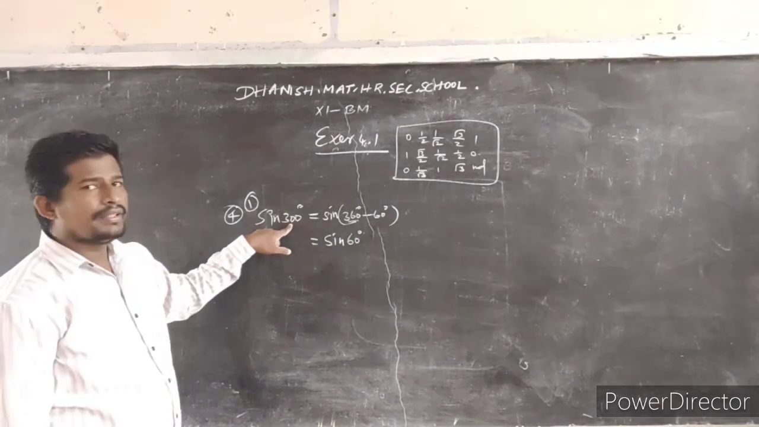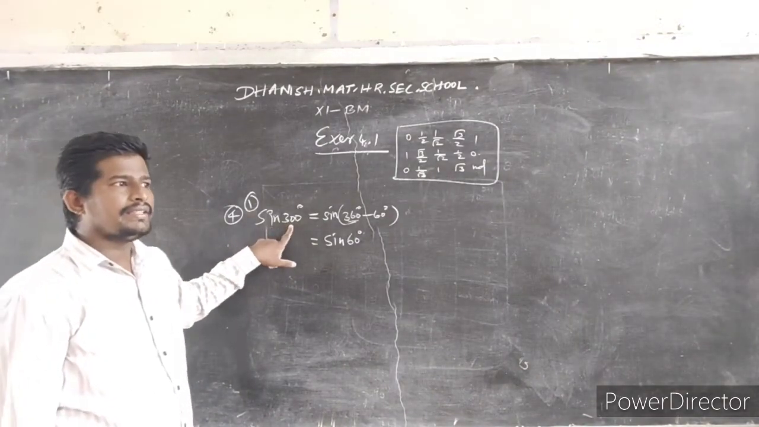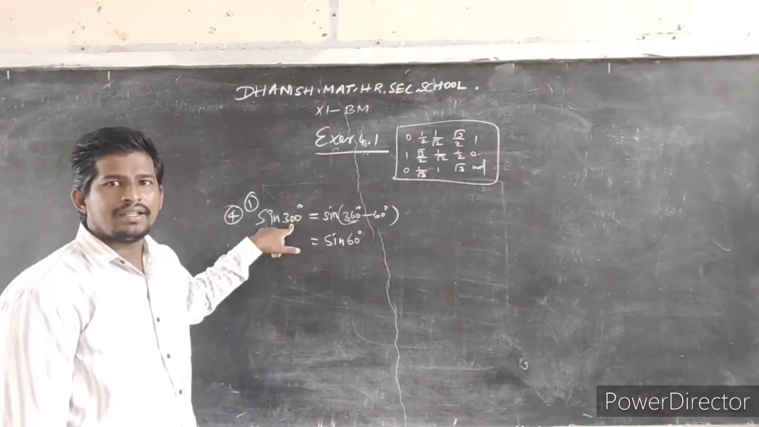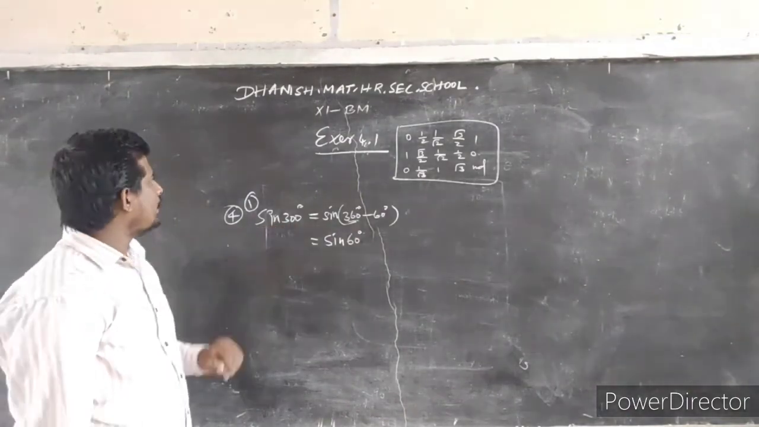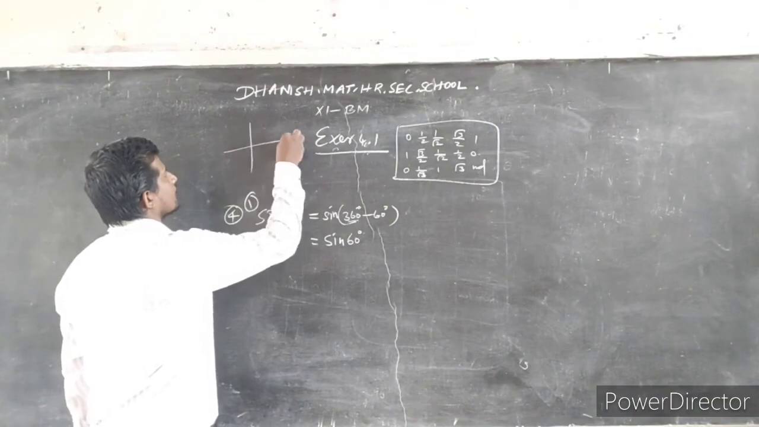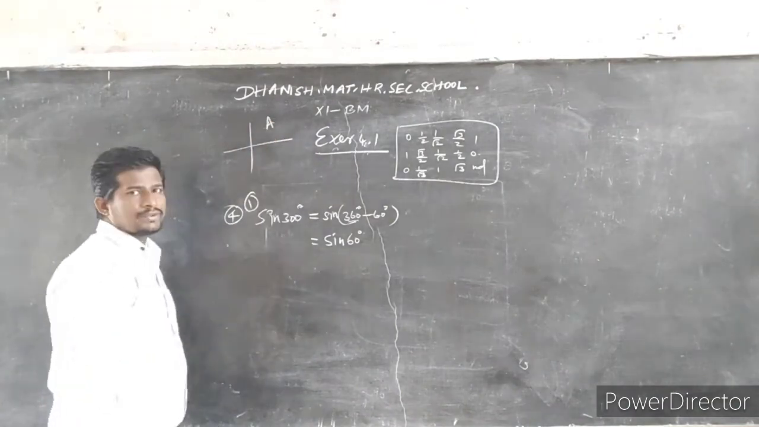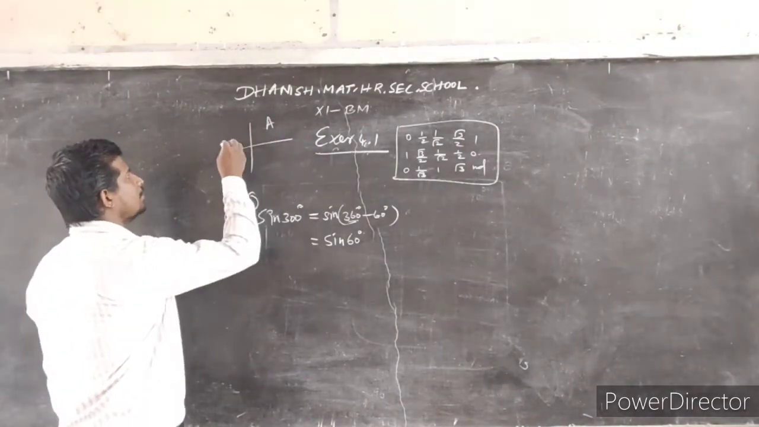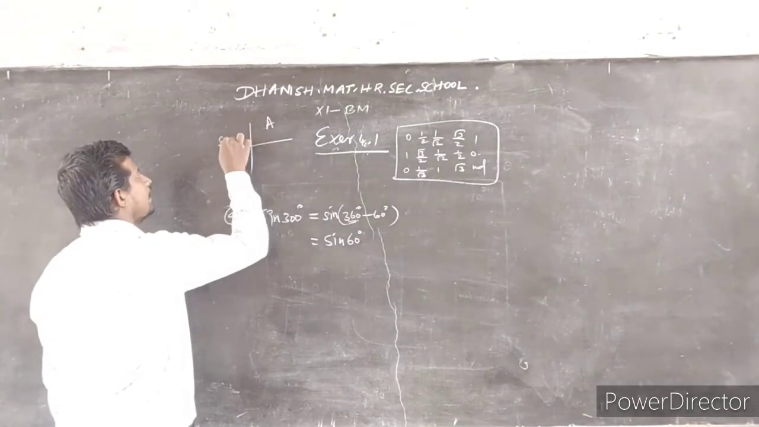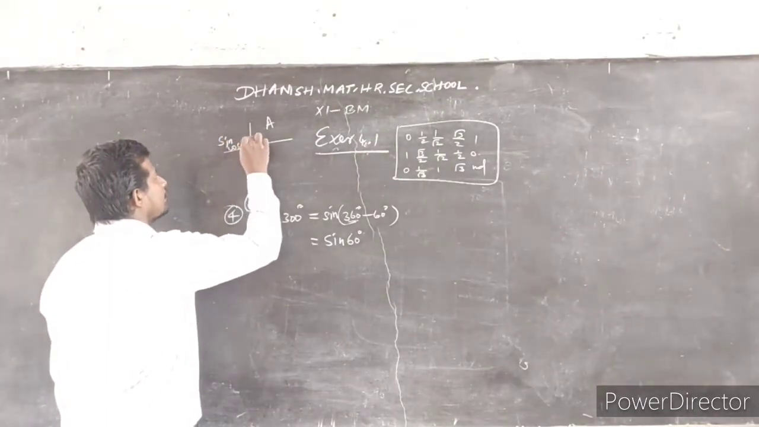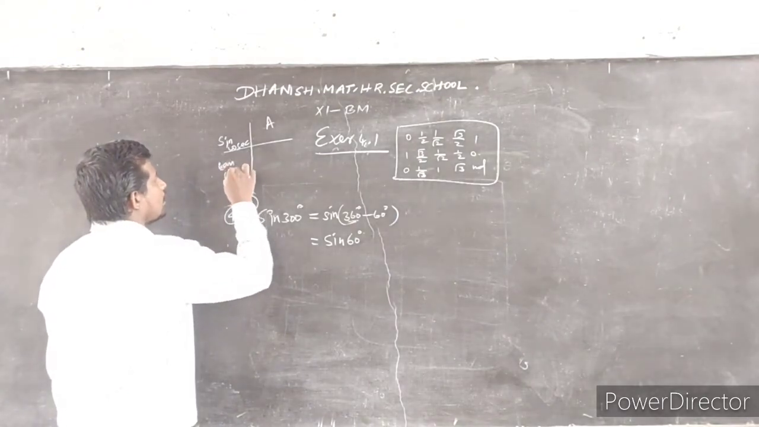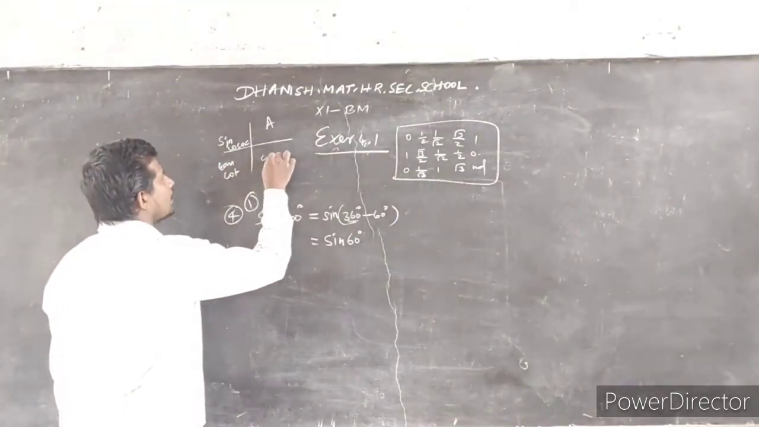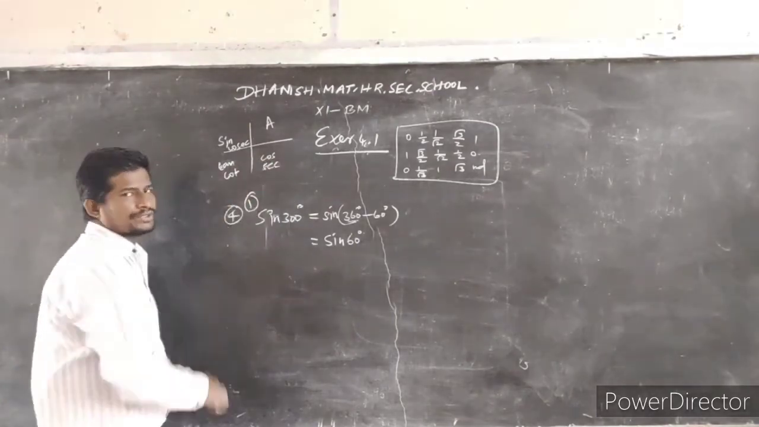Here we are having 300, and 300 lies in the third quadrant. In the first quadrant, all the ratios are positive. In the second quadrant, sine and cosecant. In the third quadrant, tan and cot are positive. In the fourth quadrant, cos and secant are positive.